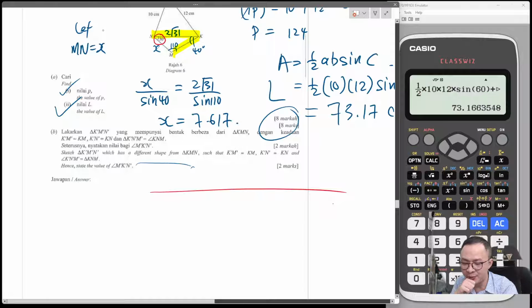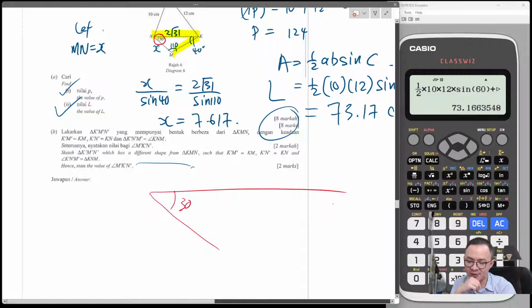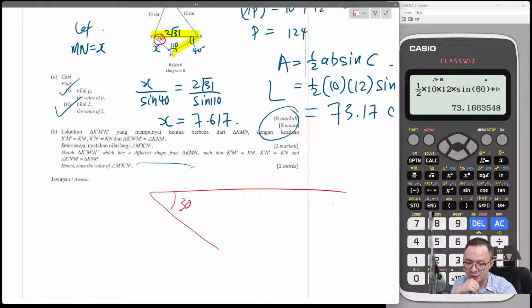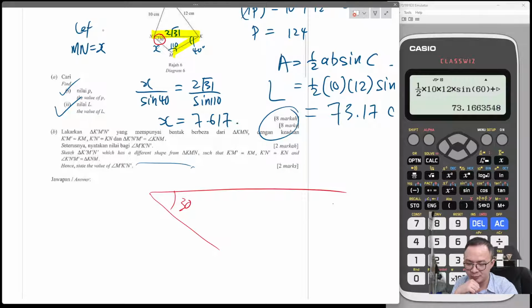If I move this, those two lines, K and M, cannot move. This 30 degree, these two lines must not be moving. So I move this one. But if I move it, I can move like this. Yeah, correct.